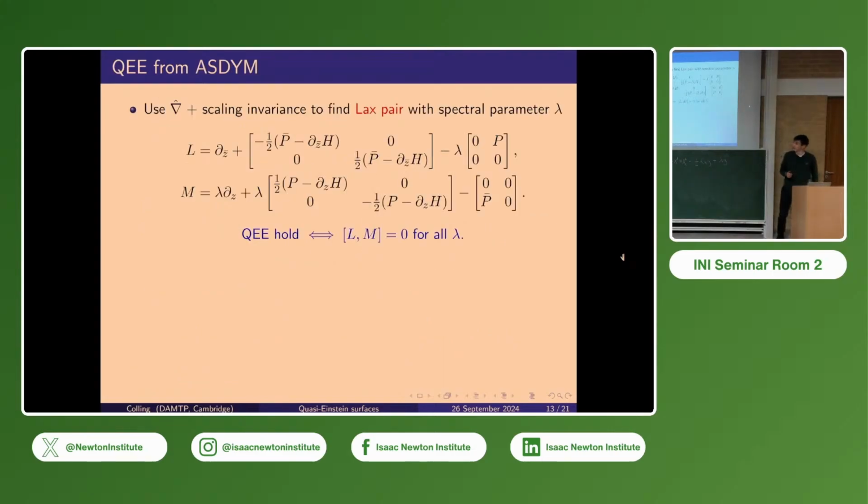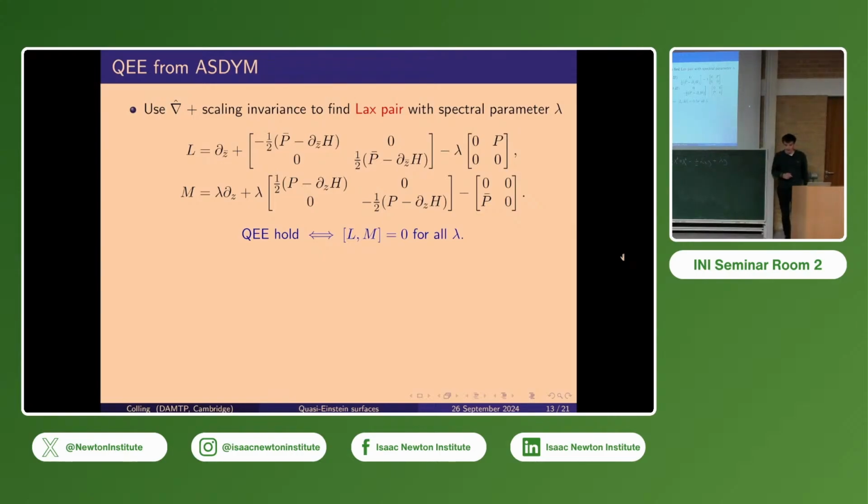The other thing I did here is I performed a gauge transformation to make the matrices traceless. This will be useful later on to recognize the gauge group. So L and M commute for all values of lambda if and only if the quasi-Einstein equations are satisfied.